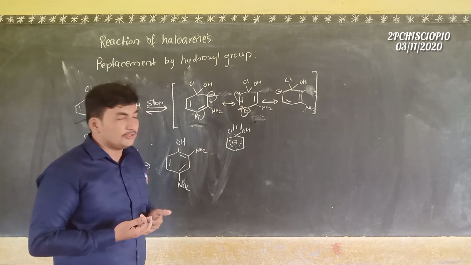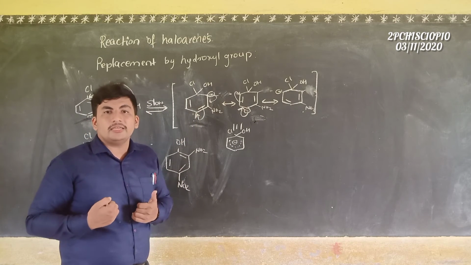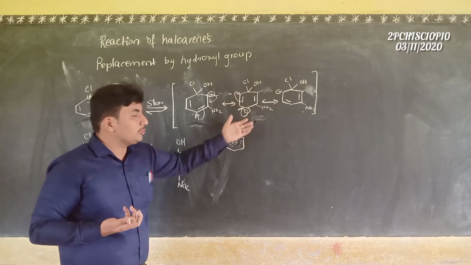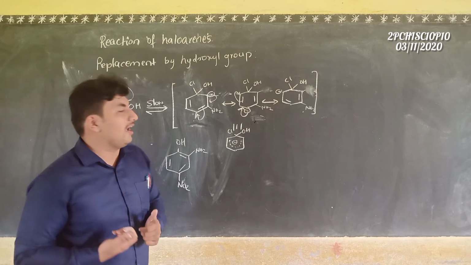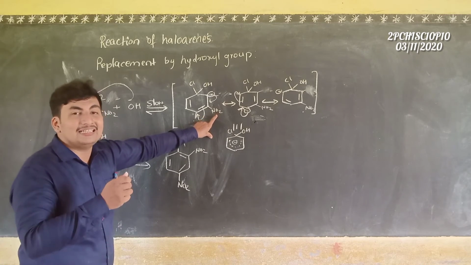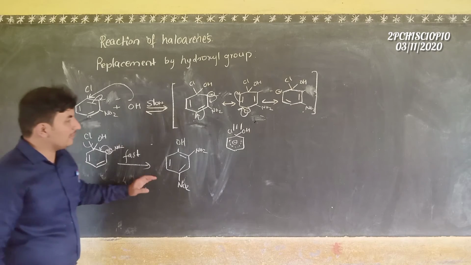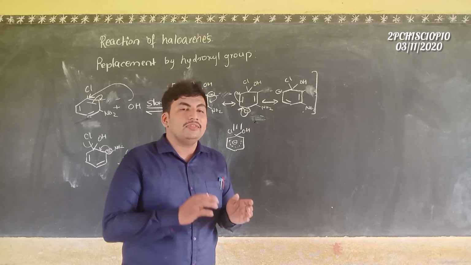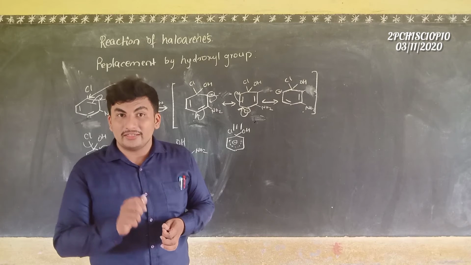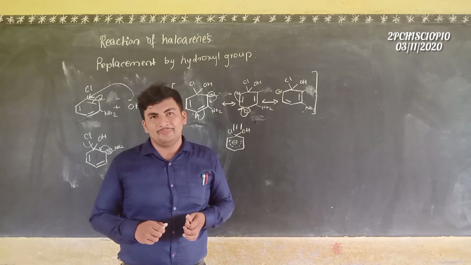While writing resonance, negative charge is not there. So the electron is not pulled by the electron withdrawing group. That's why there is no change in the reactivity of haloarenes when the electron withdrawing group is present at the meta position. This is the reason the reactivity increases when the electron withdrawing groups are present at ortho and para position. The reactivity is not changed when the electron withdrawing group is in meta position.